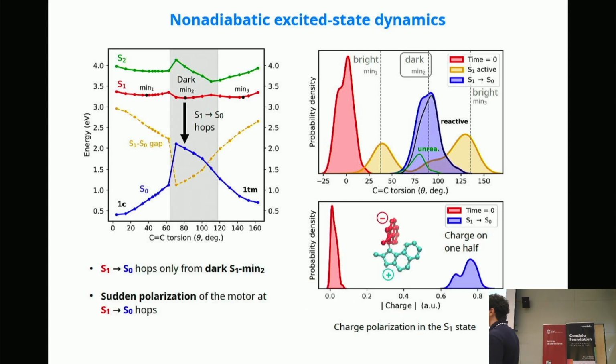At this largely twisted dark minimum, we also observe the so-called sudden polarization of the motor, in particular a charge transfer between the 2 halves, which is actually known with regard to cis-trans photoisomerization, but observed for the first time with regard to molecular motors.